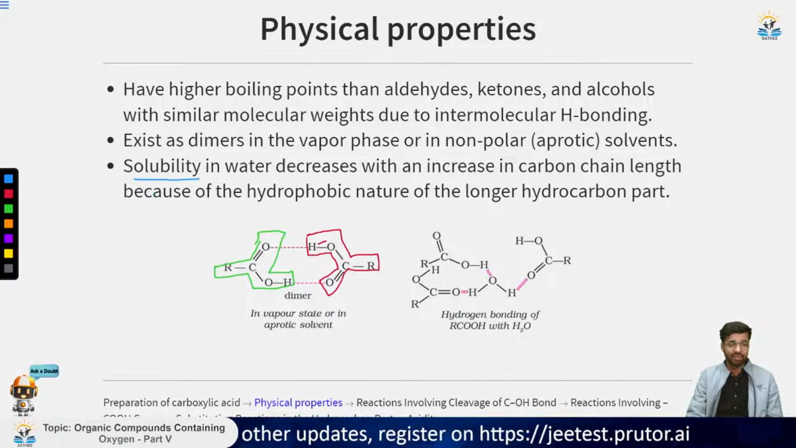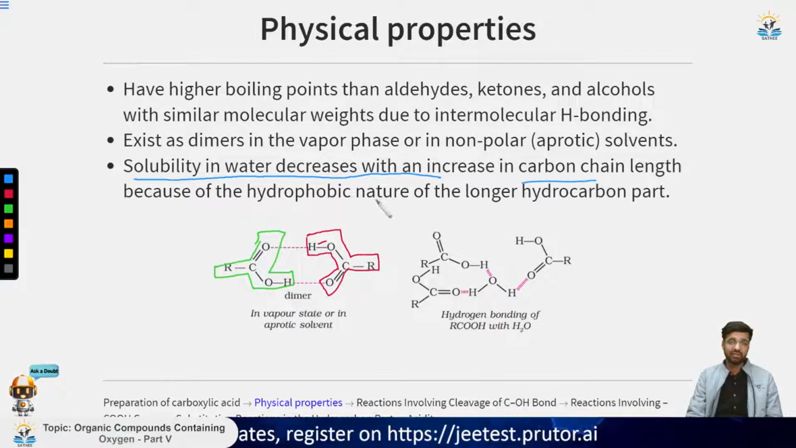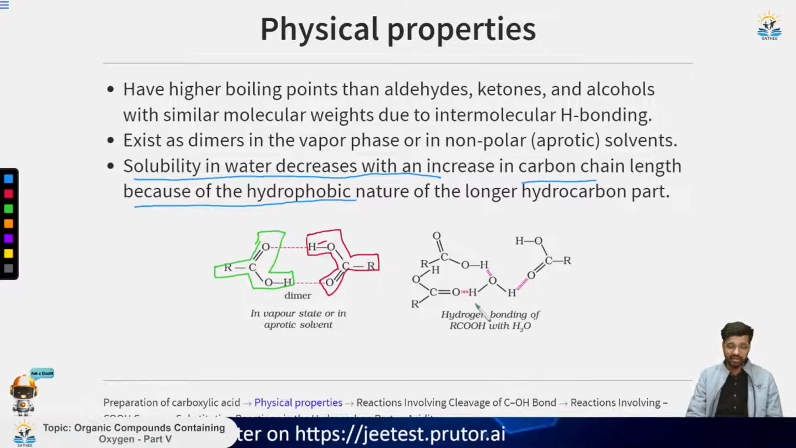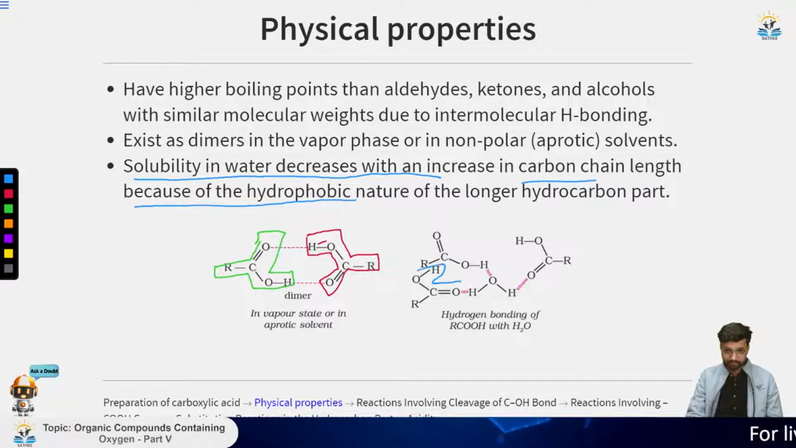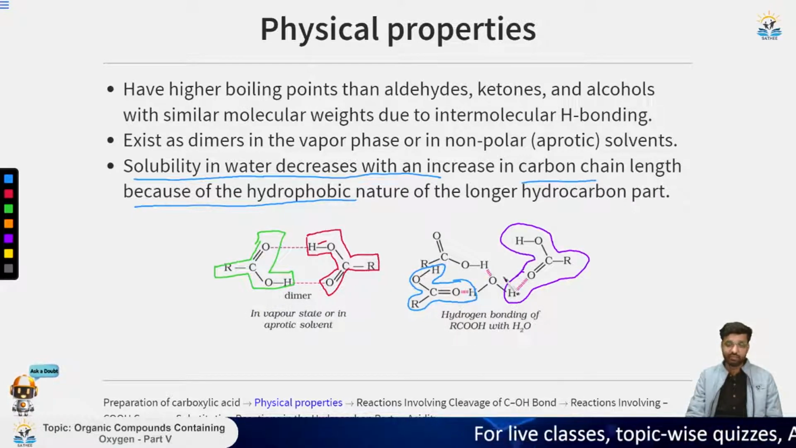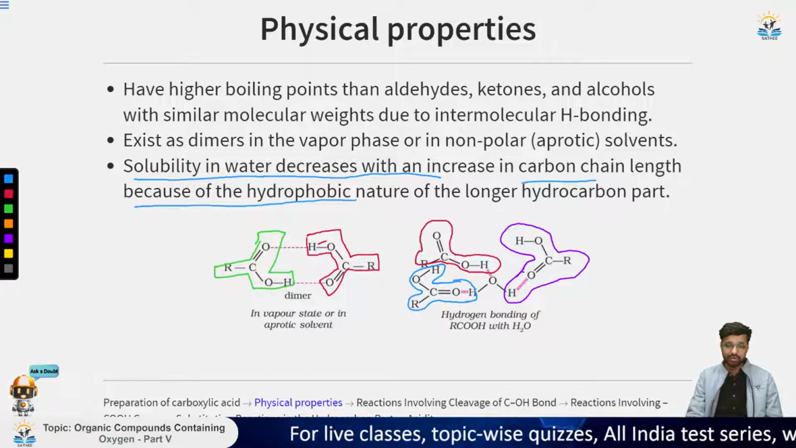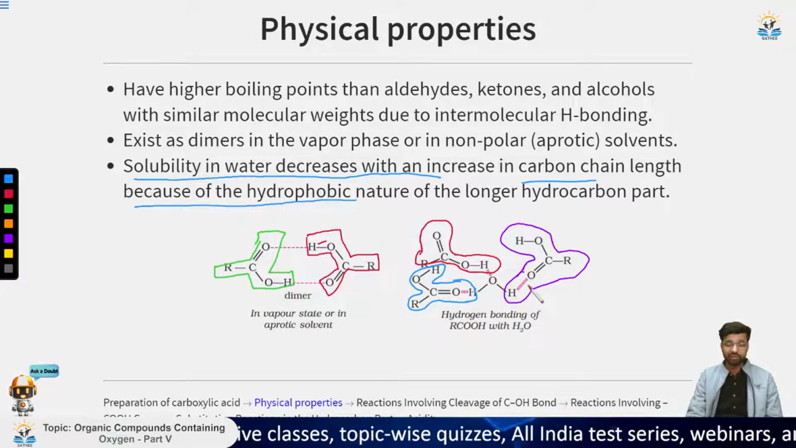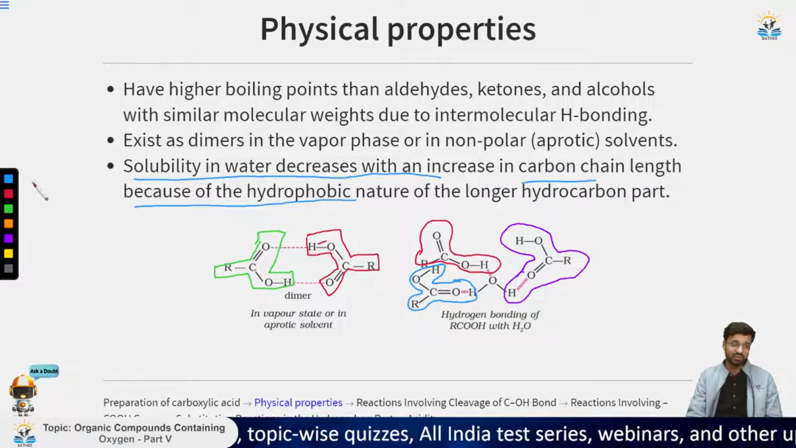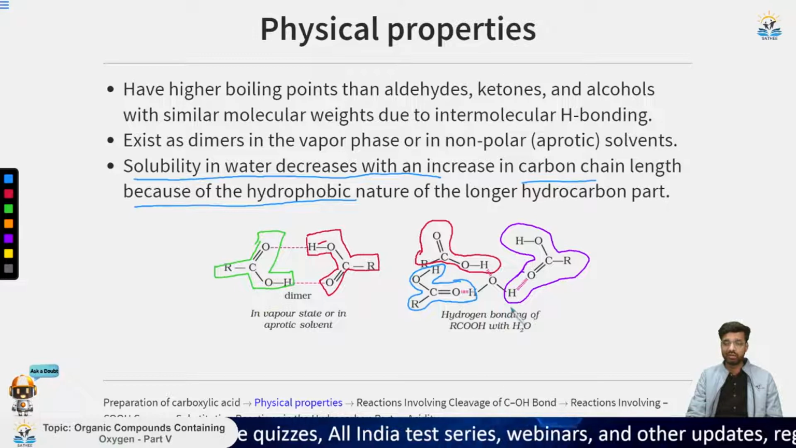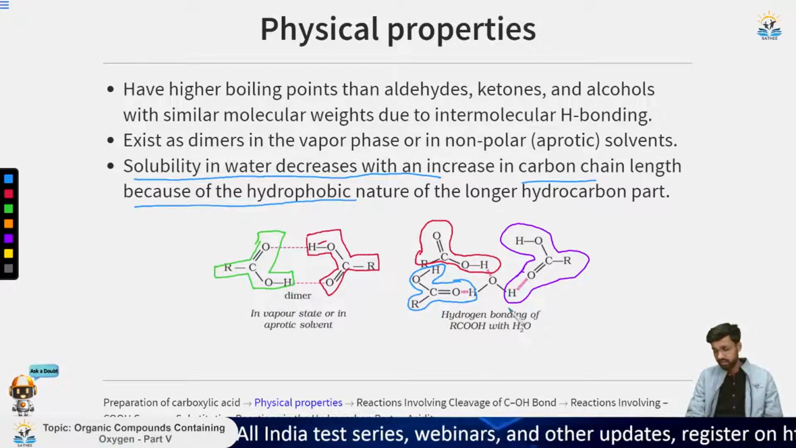The next point says that solubility in water decreases with an increase in carbon chain length. Of course, this carboxylic acid is soluble in water. Why? Because of the extensive hydrogen bonding that we have. You can see very clearly that one molecule is attached, then a second molecule is also attached with this hydrogen, and a third molecule is also attached with this hydrogen. So overall, three molecules of this carboxylic acid are attached with one molecule of water.